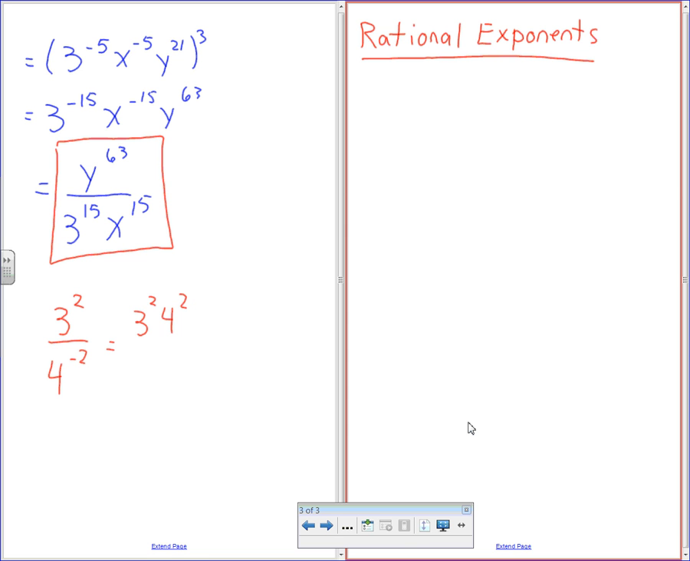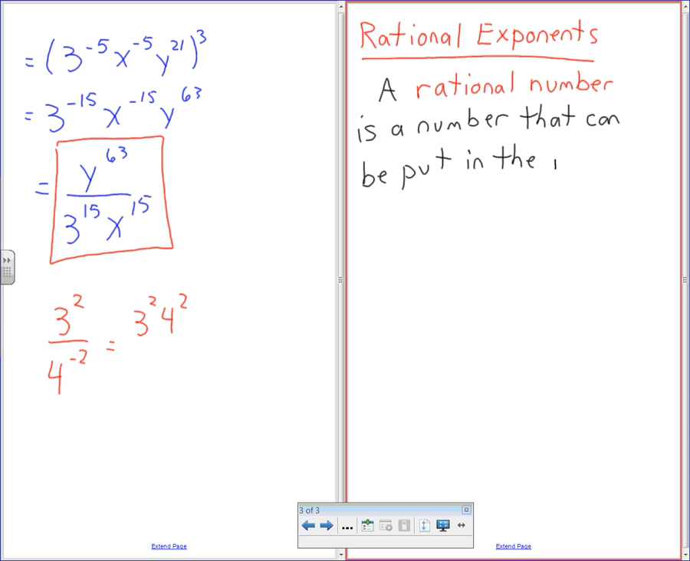What does that mean? Fraction, okay? So these are going to be fractional exponents. We're going to say a rational number is a number that can be put in the form A over B, where B cannot equal 0.